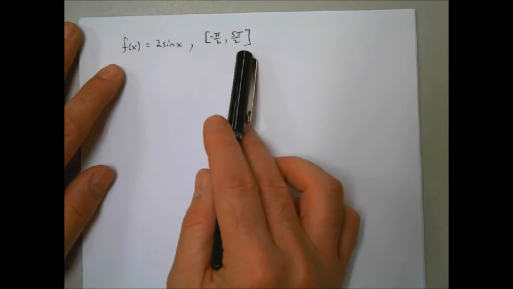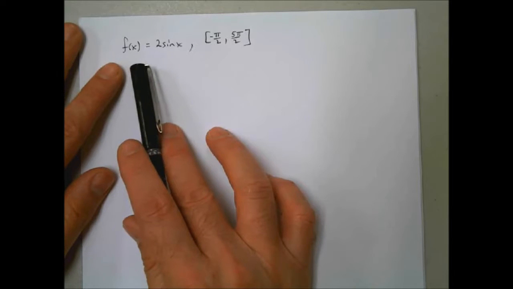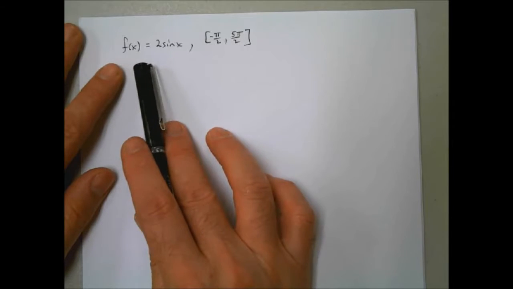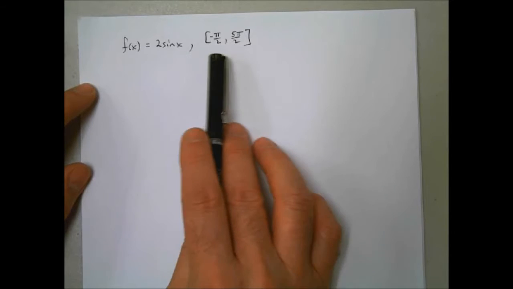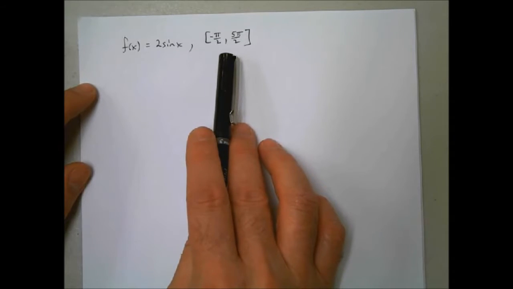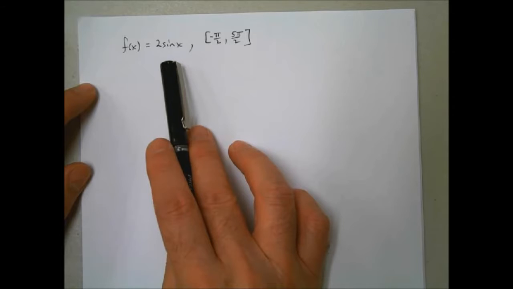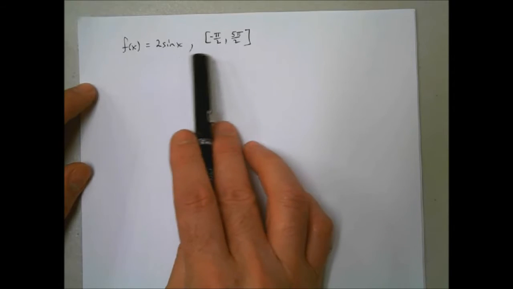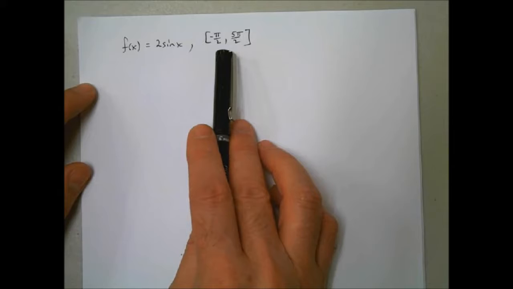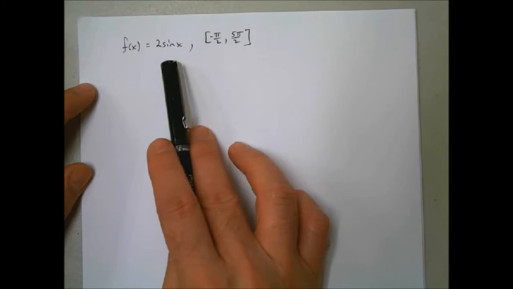Okay, so first off, does the mean value theorem apply? Well, is the function continuous on that closed interval? Well, sure. The function is continuous for all reals. You guys need to know that. It's also a smooth curve for all reals, and so therefore it is differentiable on that open interval as well. So the mean value theorem applies.